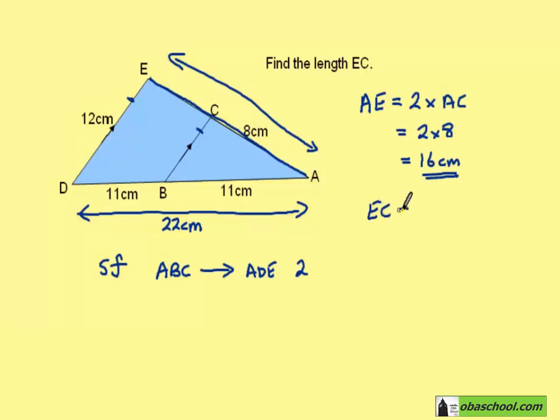We want EC. That's going to be AE, which is 16, take away the length of AC, which is 8. So we have 16 take away 8, which is 8 centimeters.